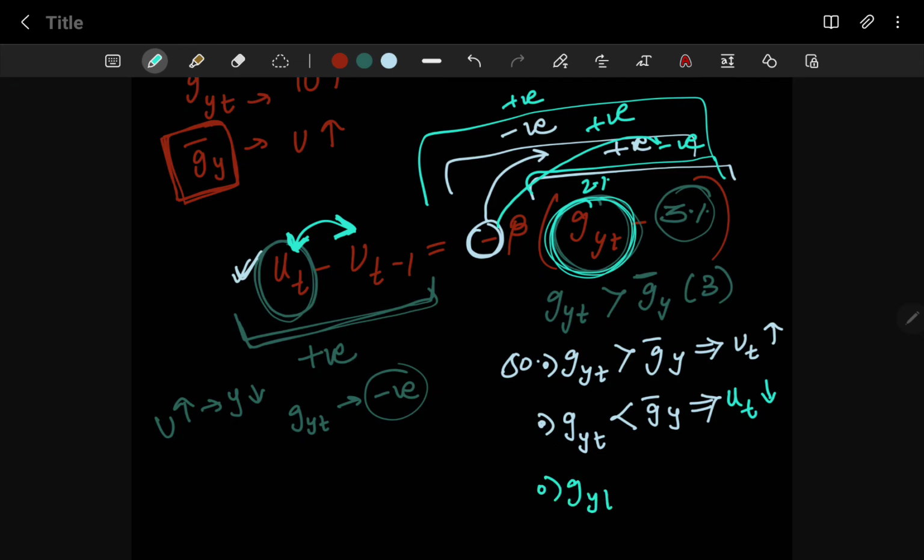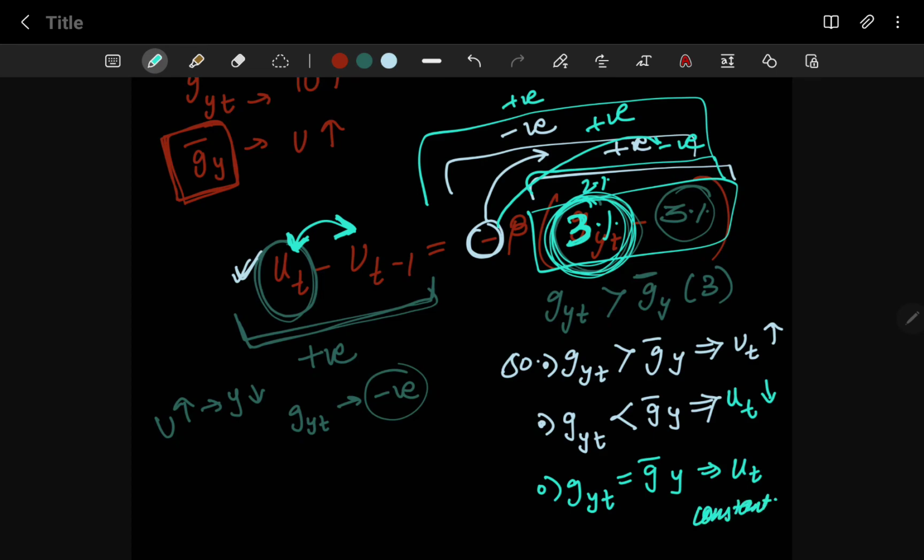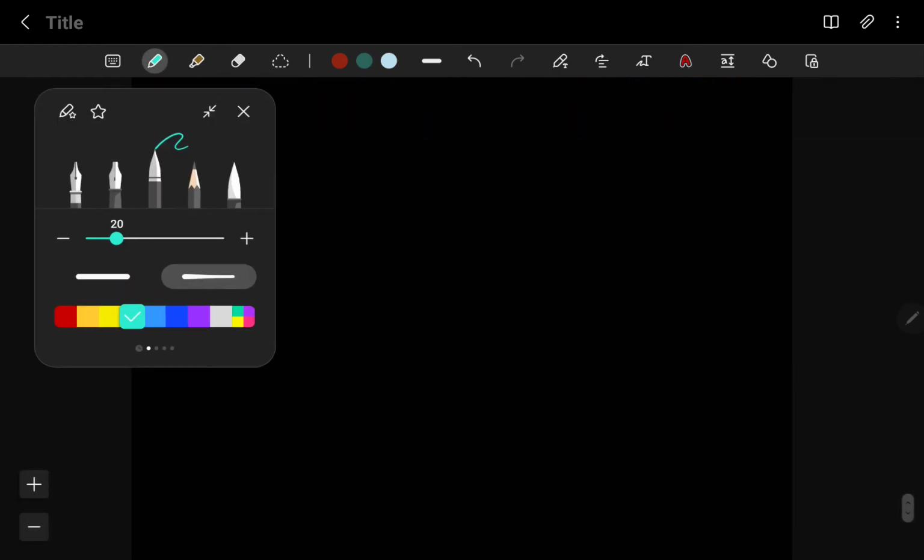Then we have GYT is equal to GY. If both of these are equal, which means if this is 3% and this is 3%, this is going to be 0, which means unemployment of the current year is constant, right? So this is what Okun's law states. To make things easy for you, you can take a screenshot. You can also see the pattern with the Phillips curve, and it'll be easier for you to memorize this.